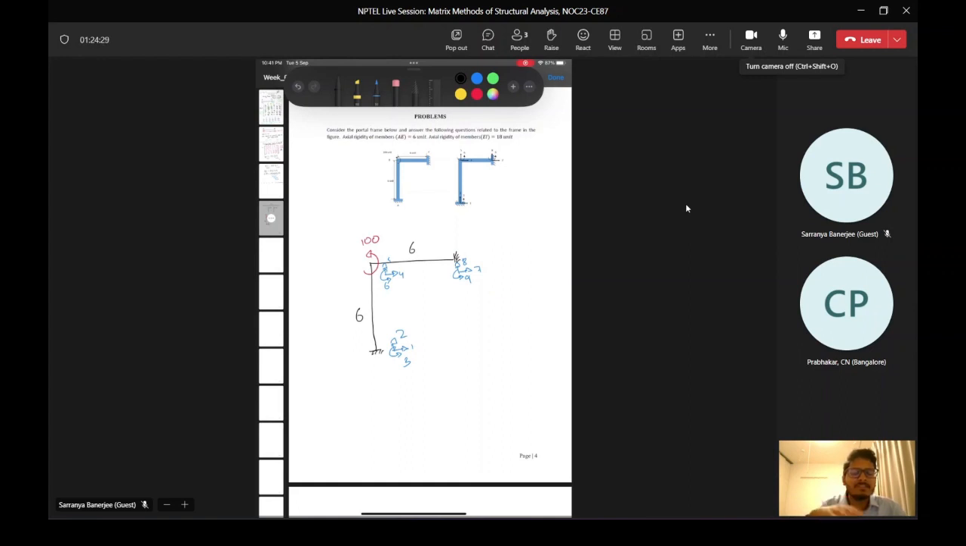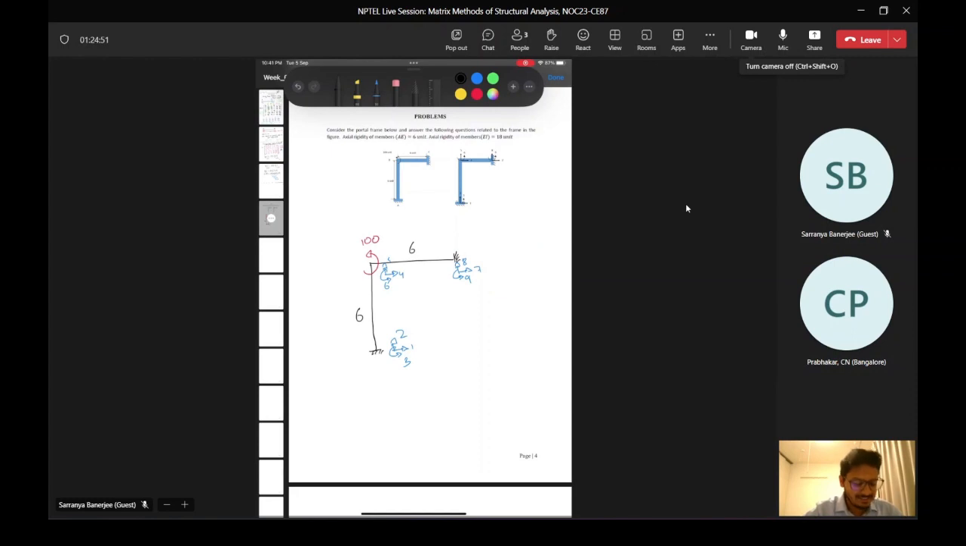What I'm trying to say is that, in my opinion, this is a very easy frame problem. Why is it very easy? Because for one member, I don't think we need to take up any transformation matrix for the horizontal beam. We can directly take that, because the element matrix and the global matrix will be the same, if I am right.